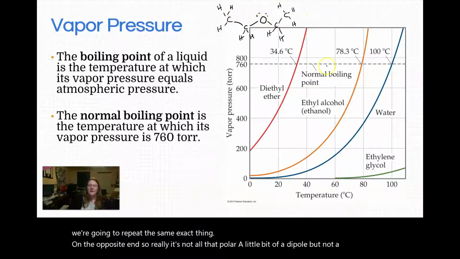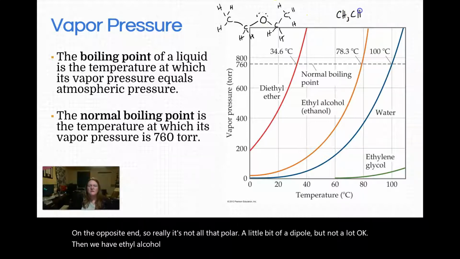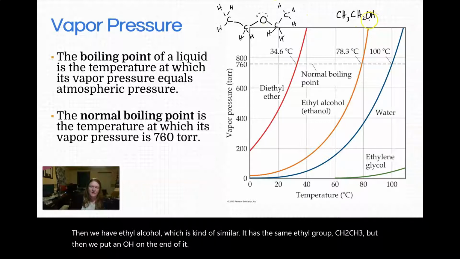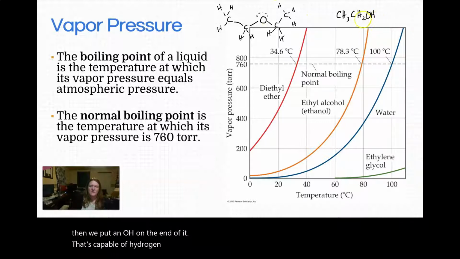Okay? Then we have ethyl alcohol, which is kind of similar. It has the same ethyl group, CH2CH3, but then we put an OH on the end of it. That's capable of hydrogen bonding, of course. So that's a stronger intermolecular force than this dipole is. And then we have water. We all know what water looks like, but I'm going to draw it for you anyway.